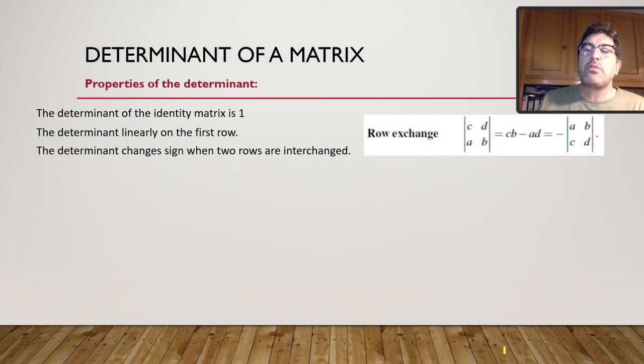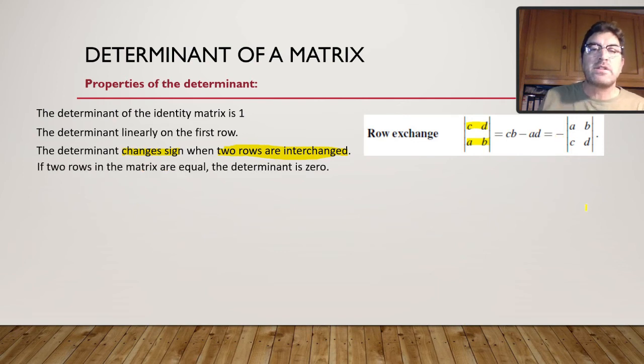So if I do a row change, I had CD and AB. Remember, I had AB and CD. So I have CB minus AD. Okay? CB minus AD. Here I have AD minus BC. So the determinant changes sign when two rows are interchanged. So if we change those two rows around, we change the sign of the determinant. Important.